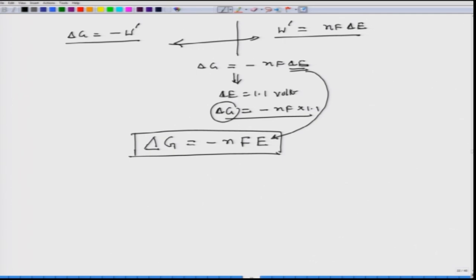So, let us stop here. We will continue discussing this particular unique relation in our subsequent lectures.